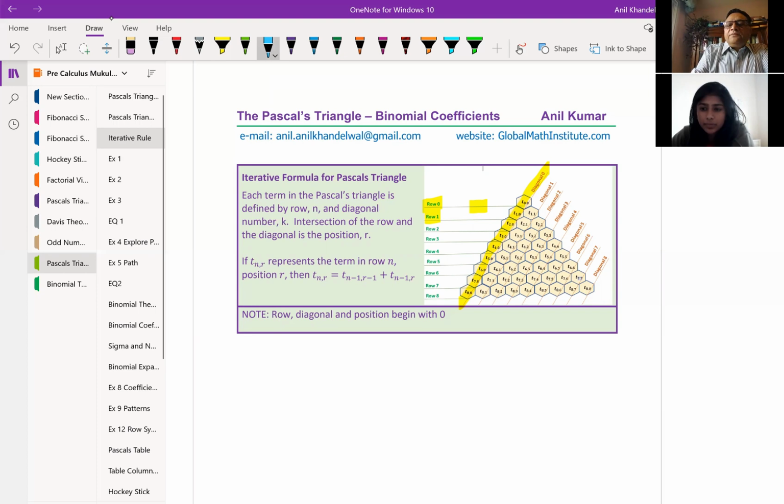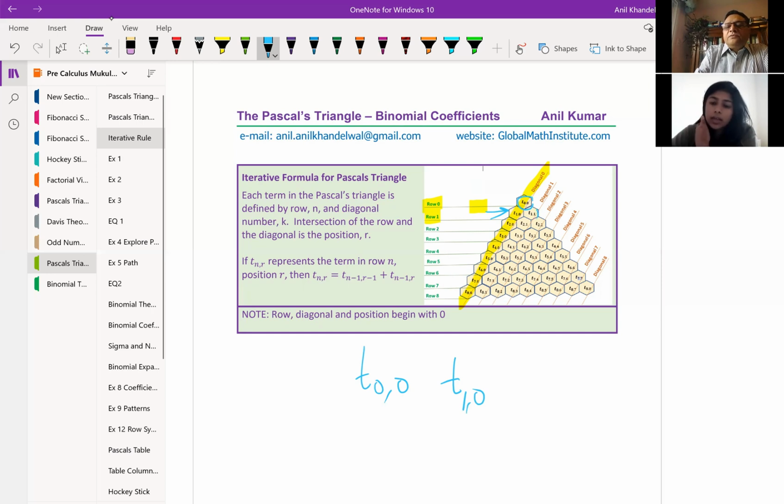So the very first term which you get here, right, is at the crossing point of the row, which is 0, and the diagonal, which is also numbered as 0. And so we'll call this our term T00. Correct? Oh, okay. Right. Now the second number, let's look into this now, which will be in row number 1, because the next row is row number 1. And still you're moving in the same diagonal. So it is T10. Correct?